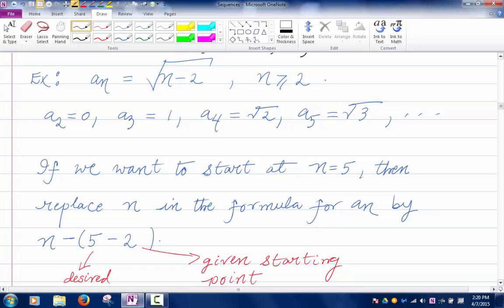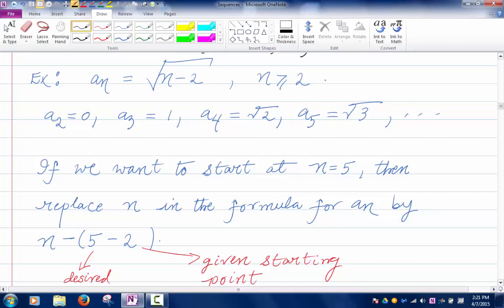If I don't change the definition of this sequence, can I start the sequence at 1? Notice that the sequence is undefined at 1, right? Unless I change the formula, if I use the same formula when n is 1, it's undefined. So the way the formula is, I cannot start at 1, right? Now, let's suppose that I want the starting index to be 5 instead of 2. How would I do it?